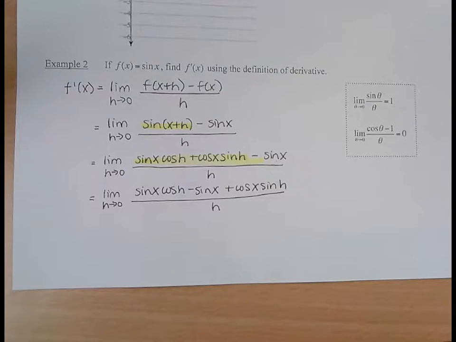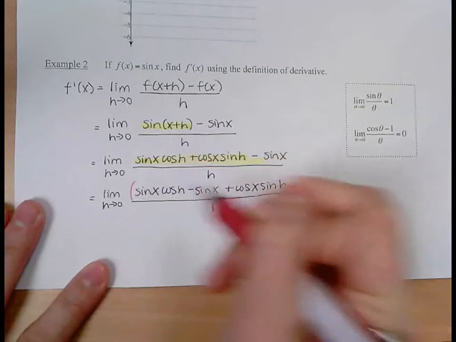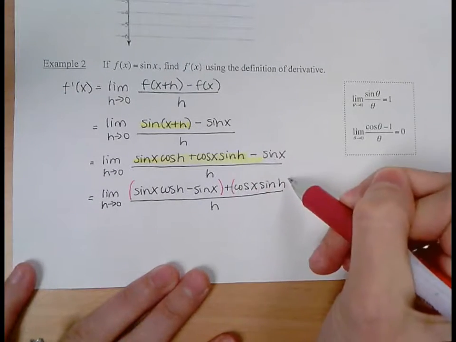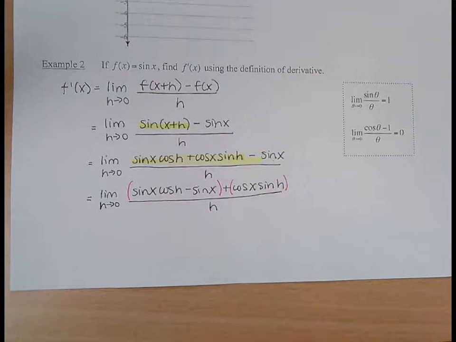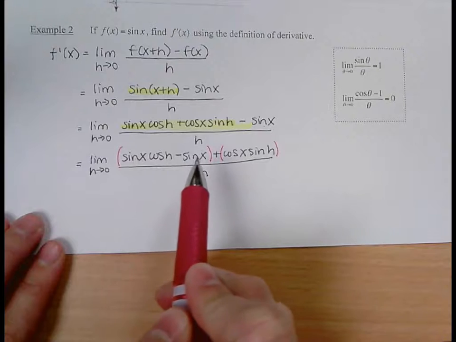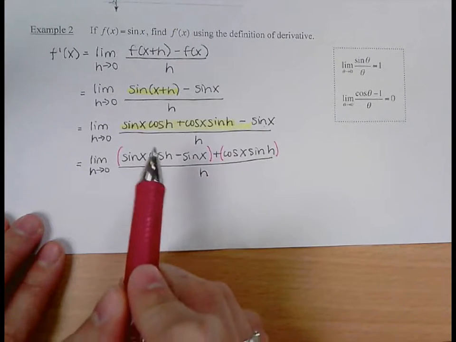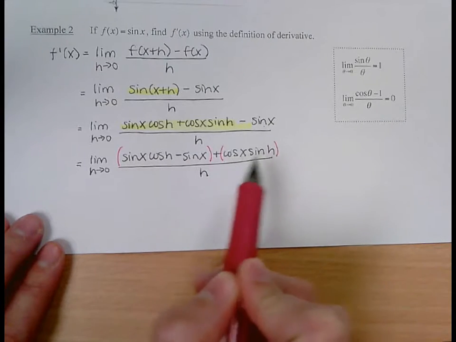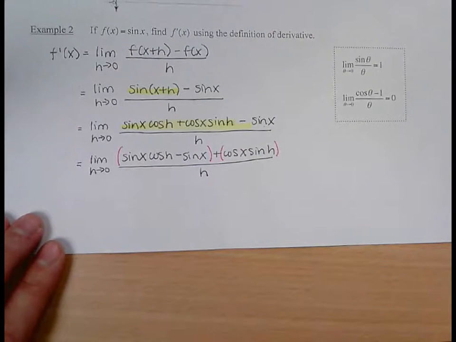And from here, I'm going to group the 2 terms that have sine of x in them together because I'm going to factor sine of x out of those 2 terms. So then I have cosine of x sine of h is kind of its own term. And when I do this, I don't want to do too much in one step, but I'm not only going to factor sine of x out of here, but I'm also going to split this into 2 fractions. I'm going to have this all over h plus this all over h. We're going to be splitting this up a little bit.